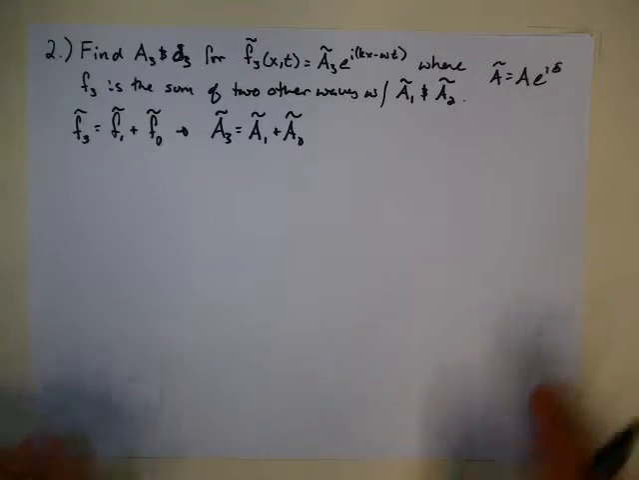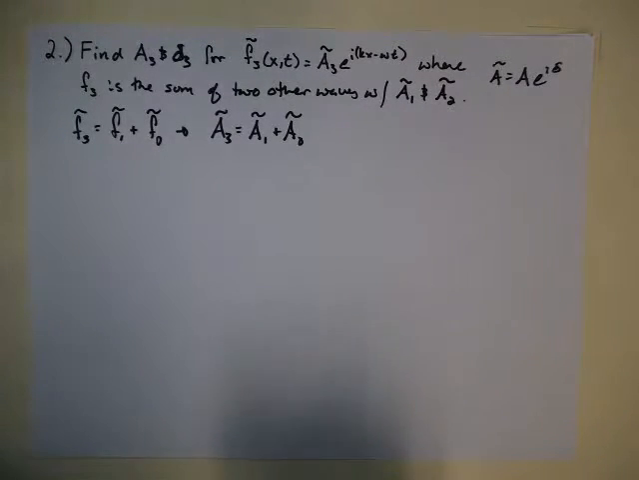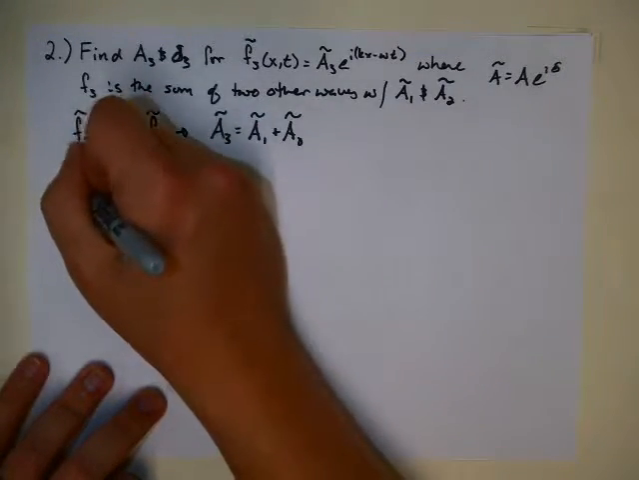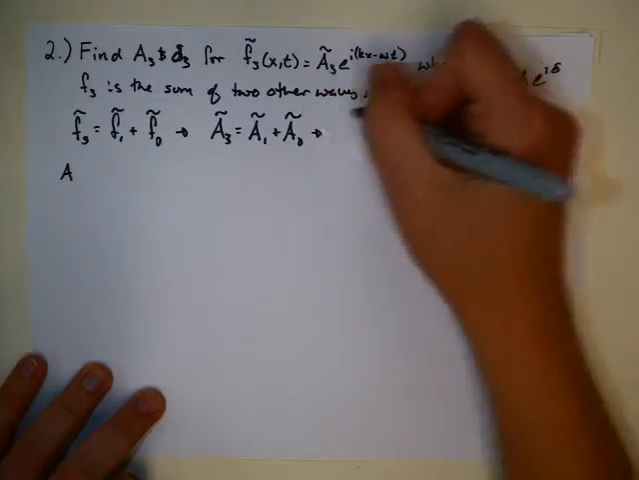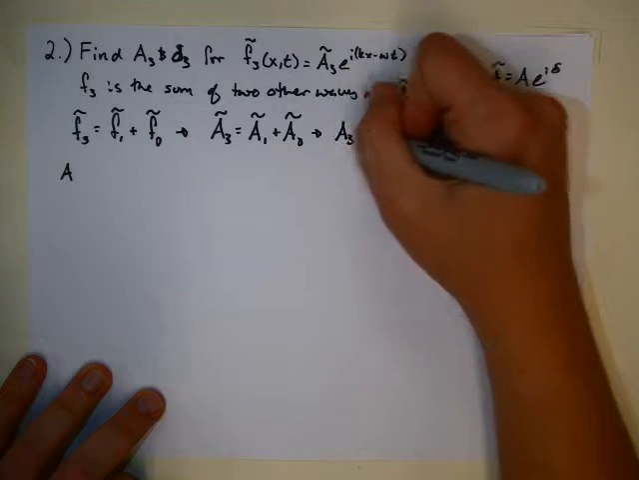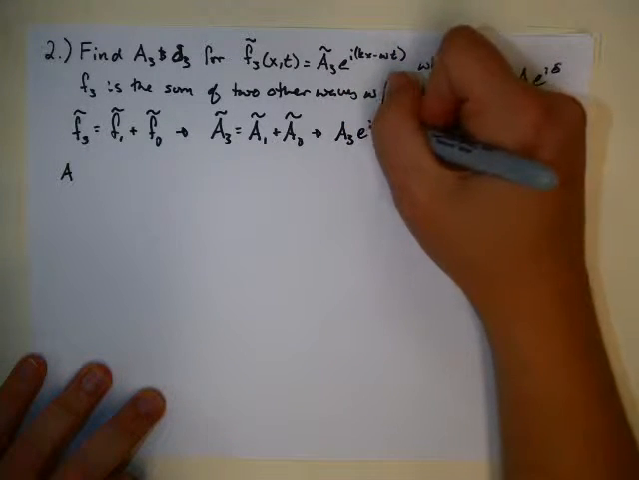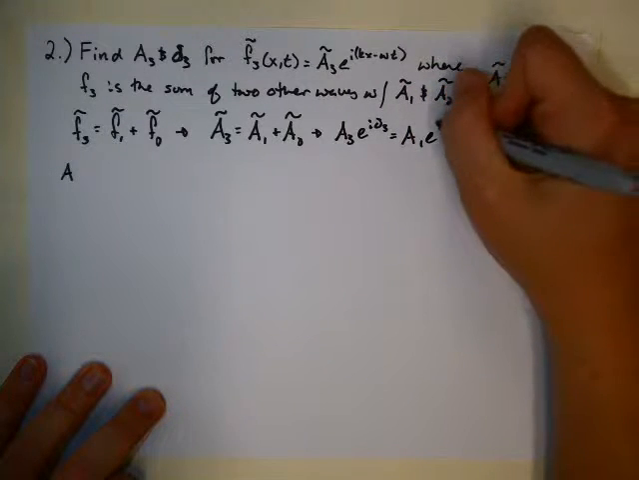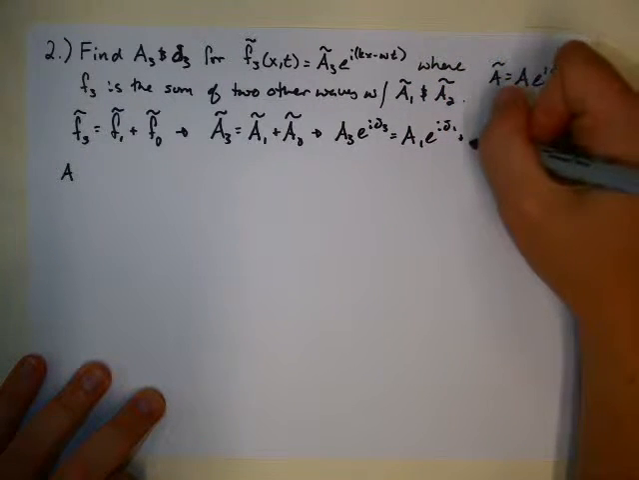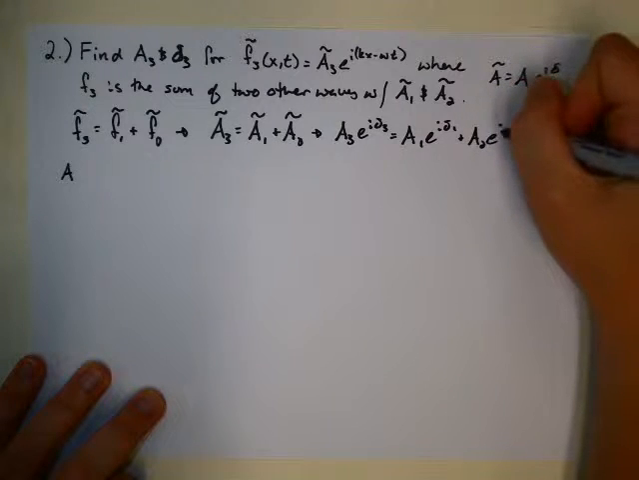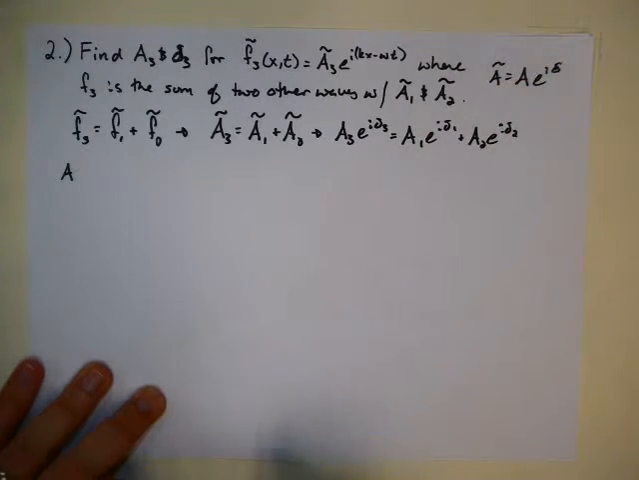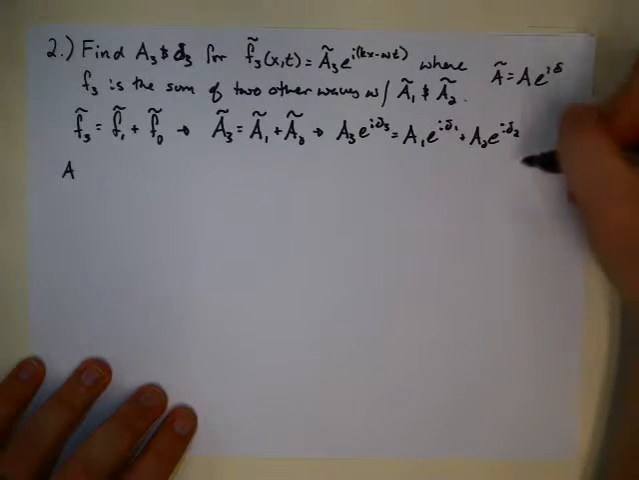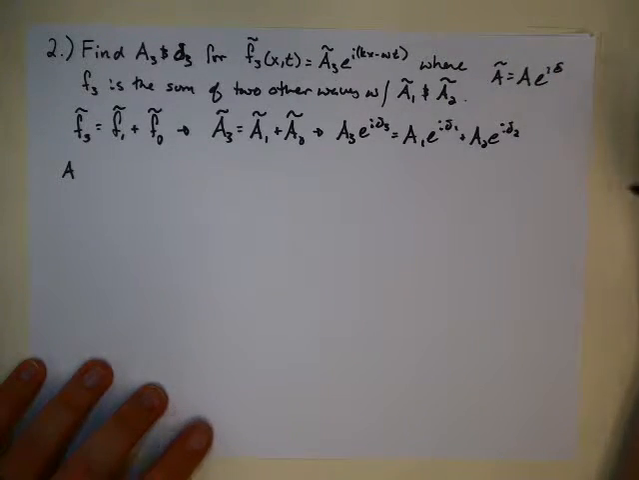I think the easiest part is just to write it out by hand. So first write this in complex notation. A3 exponential i delta 3 is equal to A1 exponential i delta 1 plus A2 exponential i delta 2. Now, in order to actually solve for these, though, it's better to write the real and imaginary parts.